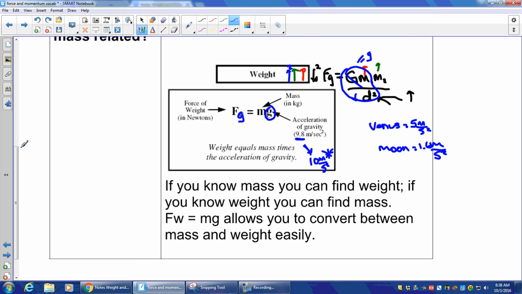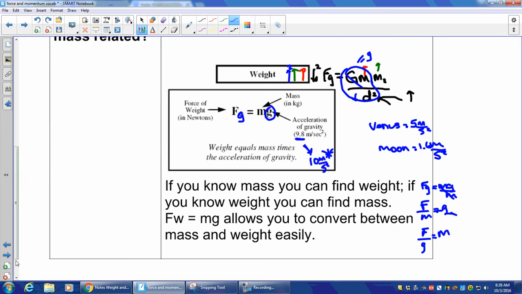Okay, if you know the mass, you can find the weight, and if you know the weight, you can find the mass, right? So all I have to do is rearrange this equation. Force gravitational is mass times gravity, and if I want to find the acceleration of the planet, I can just divide by m. So force over mass is equal to g, which is just acceleration. This is Newton's second law. Or I could have force divided by gravitational acceleration to find the mass. Okay, so this is easy. I'll give you these equations. It allows you to convert between mass and weight easily.